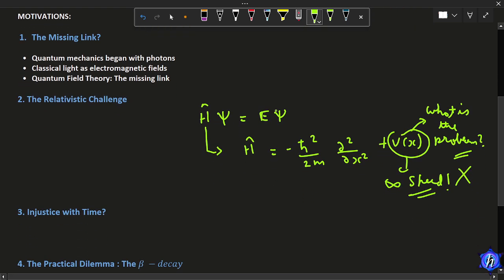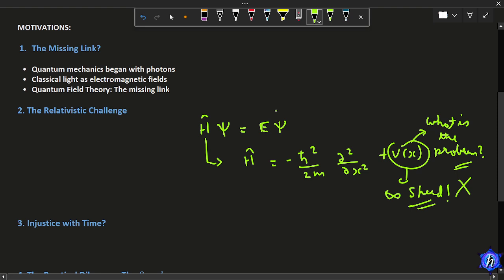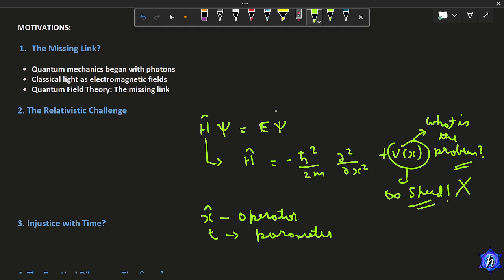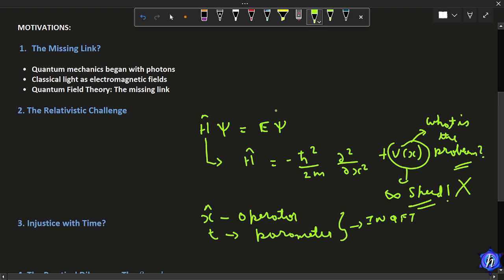Now, the third motivation is the injustice with time. What do I mean by that? In non-relativistic quantum mechanics, we know that x is treated as an operator, which we denote by the hat, representing the operator in normal particle quantum mechanics. But t, if you see, is treated as a mere parameter. What I mean is that x and t are treated on different footing. This is where quantum field theory steps in, merging space and time in QFT into a coherent space-time continuum, respecting the symmetries of relativity.